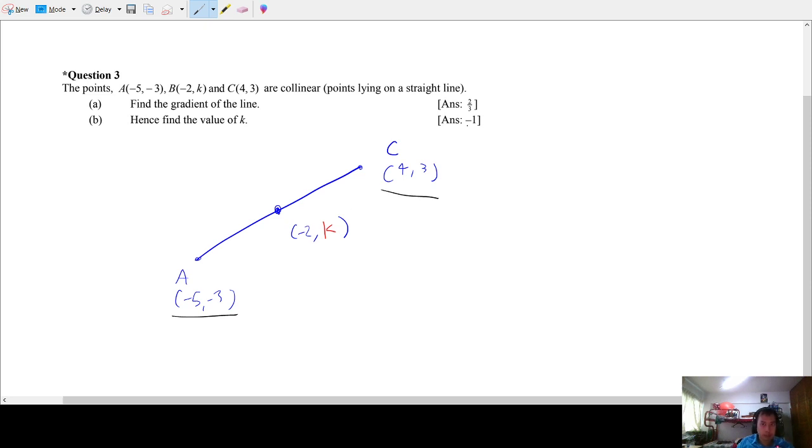Throw in the gradient formula, and then you find the gradient is 2/3. Okay, the second one is the thing. In fact, I don't want to give you the whole thing. Can I just write a hint here?